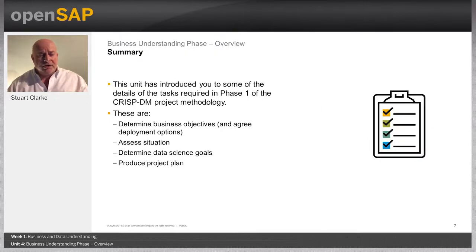So this is a short summary. This unit has introduced you to the tasks required in the business understanding phase, the first phase of the CRISP-DM project methodology. These are determine business objectives and agree the deployment options, assess the situation, determine the data science goals, and produce the project plan.